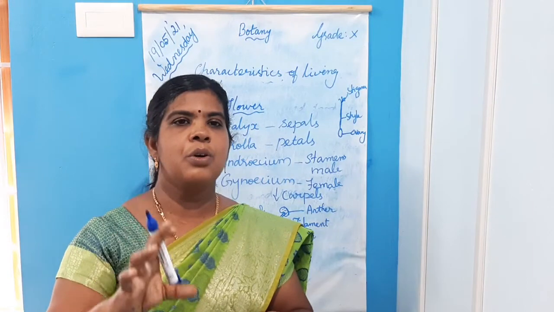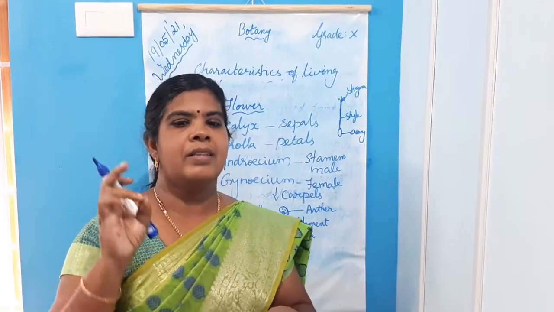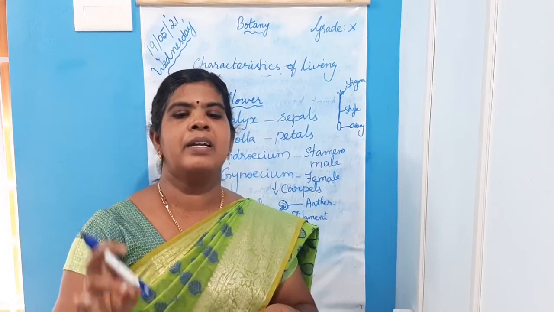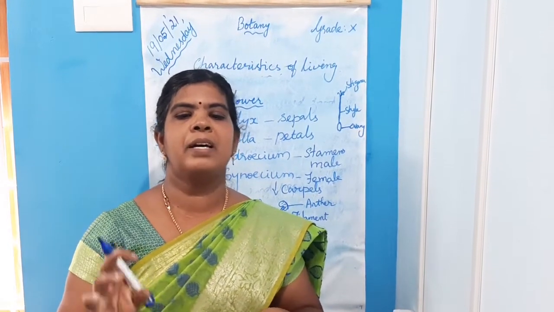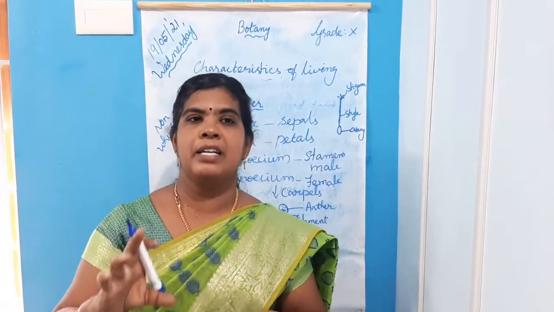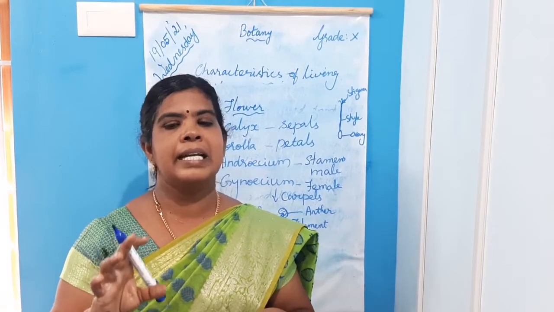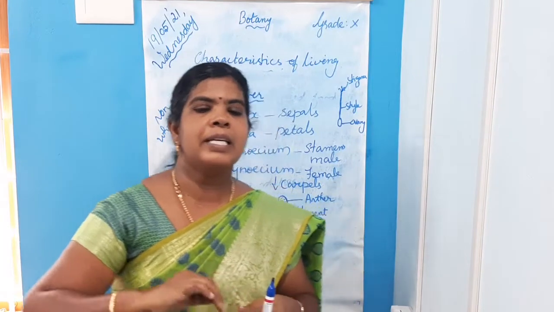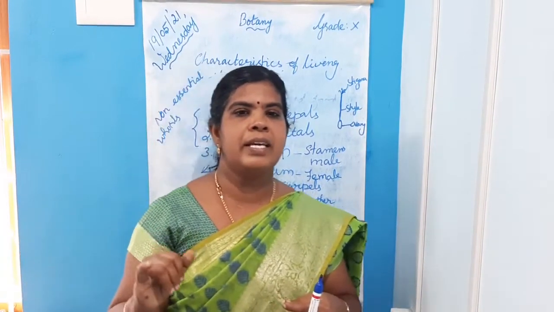Children, you must know what is reproduction. Then name the four floral parts. Name the male part of the flower. Name the female part of the flower. What are the parts of gynoecium? Write down the characteristic features of living things. So what are the characteristic features of living things?